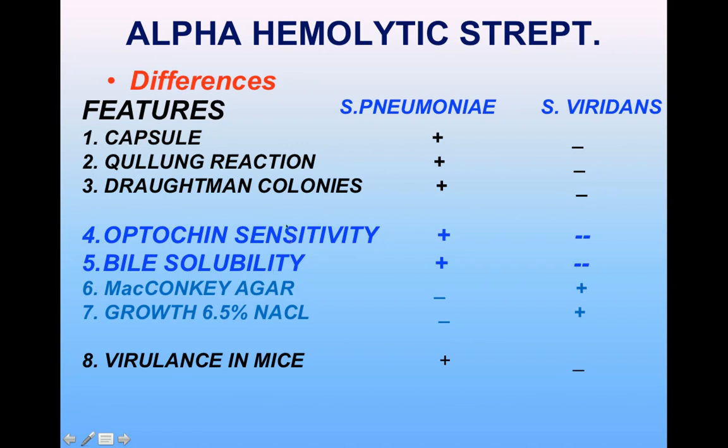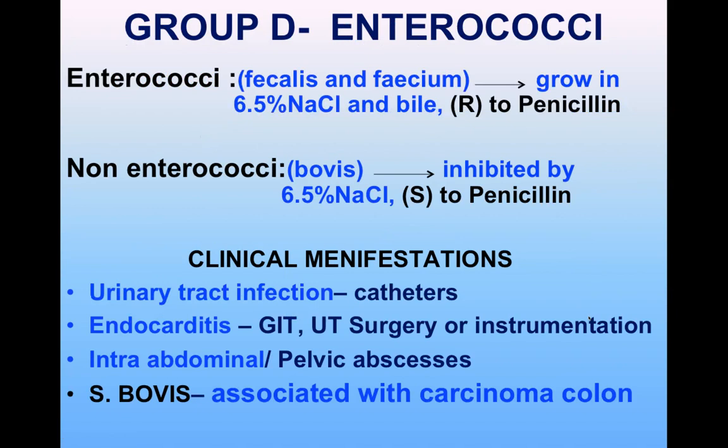Now the two important tests are the Optochin sensitivity test and bile solubility, which are characteristic features of Strep pneumoniae and not seen with viridans. MacConkey agar will not grow pneumococcus, but you can isolate Strep viridans on MacConkey agar. Plus, they will also grow in the presence of 6.5% sodium chloride. Virulence in mice is a typical feature of Strep pneumoniae, and it is not seen with Strep viridans. So, with this, I am done with pneumococci.